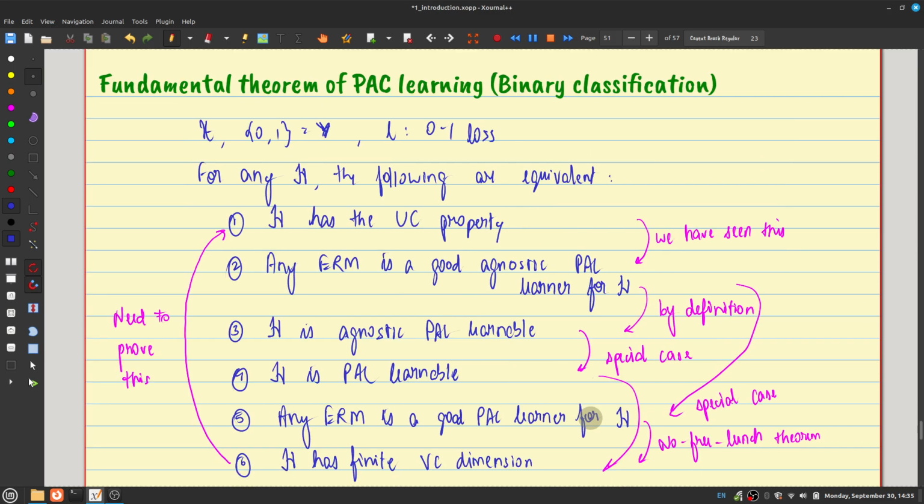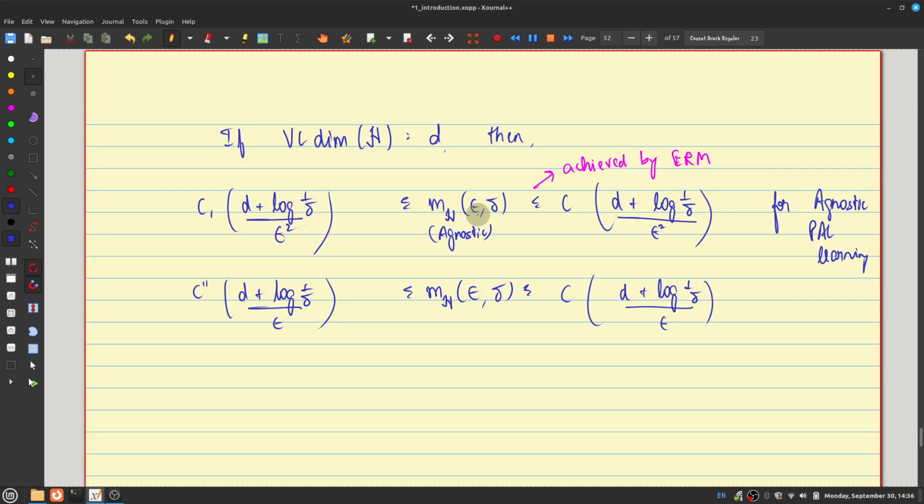And ultimately, our goal was to prove this fundamental theorem of PAC learning, which gives a number of equivalent conditions for a particular H to be PAC learnable. In particular, we were trying to prove that if a hypothesis class has finite VC dimension, then it has the uniform convergence property, and therefore it is PAC learnable. I also claimed that for binary classification, the sample complexity of agnostic PAC learning can be upper and lower bounded by some constant times (d plus log 1 over delta) divided by epsilon squared.